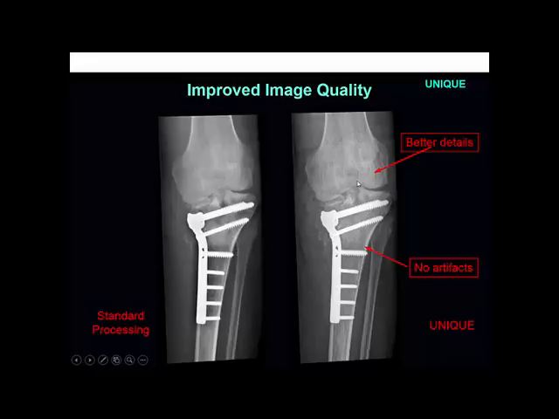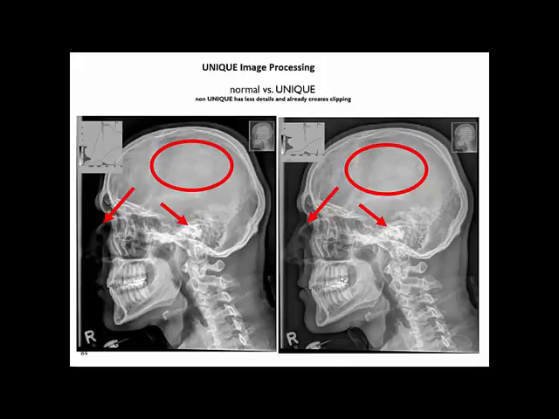On the right side you see what we do with unique. The details are even better and the artifact around the implant is not there. Unique does not create artifacts like this if being used in a normal range. Here we see another example, normal image processing versus unique. Normal image processing would give you some details, the nasal bone, and here these details are quite visible, but if we go to unique, you see everything is visible much better. And the big strength of unique is that it creates a lot of detail visibility without creating these artifacts.